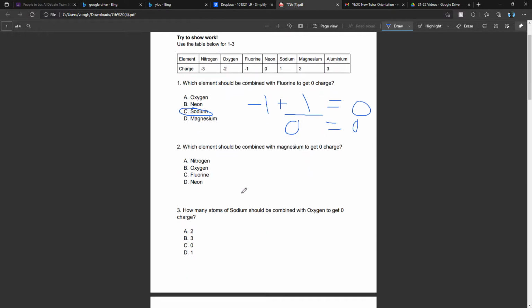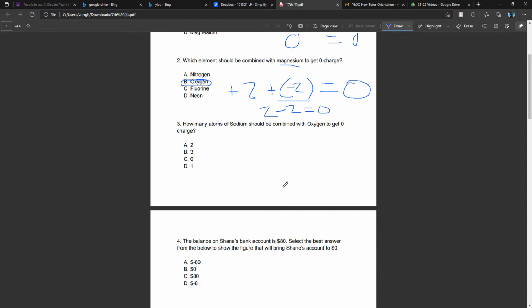The next one is which element should be combined with magnesium to get a charge of 0? So now we're using magnesium. So magnesium has a charge of +2. We're going to add some number to get 0. Now, what would we add to get 2 to 0? It would be -2. Because then this would just be 2 minus 2, and this would equal 0. So the answer would be -2, and if we look at the chart, oxygen has a charge of -2, so the answer is B, oxygen.